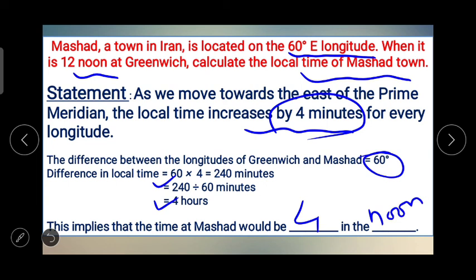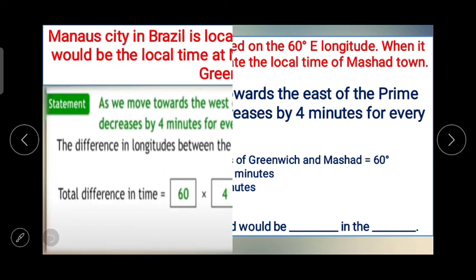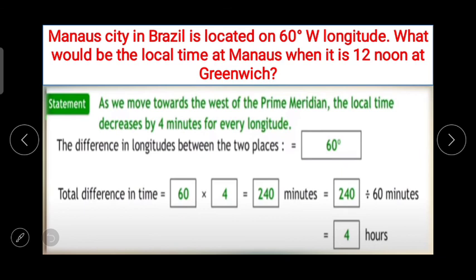This is how you can solve the examples based on this. One more: Manaus city in Brazil is located on 60 degree west longitude. What would be the local time at Manaus when it is 12 noon at Greenwich? Again, as we move towards the west of the prime meridian, the local time decreases by 4 minutes. In the first example the local time increases by 4 minutes, and here the local time decreases by 4 minutes for every degree of longitude, because we are moving towards the west of the prime meridian.